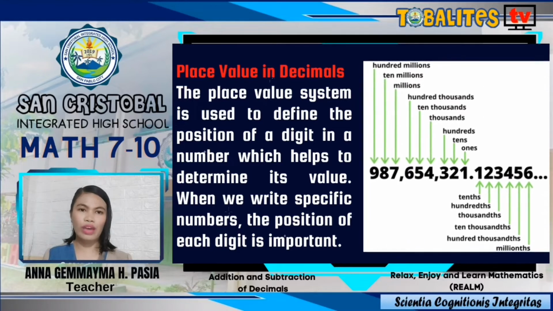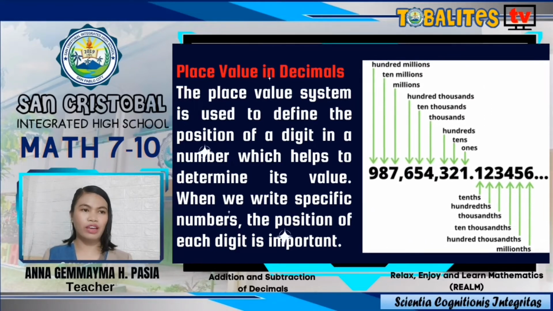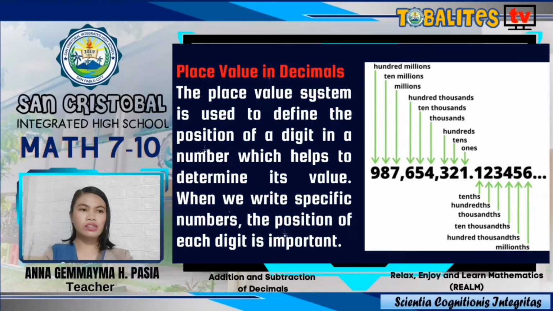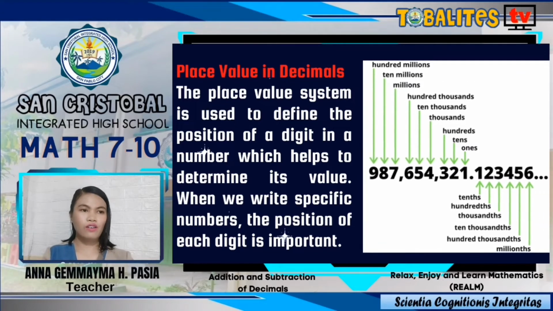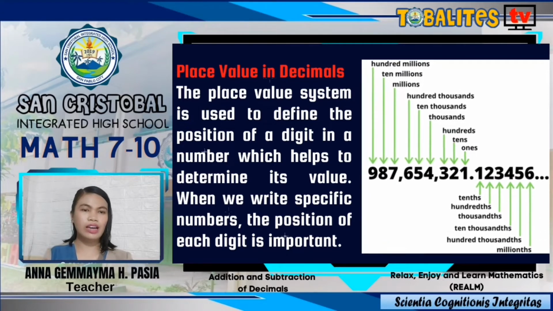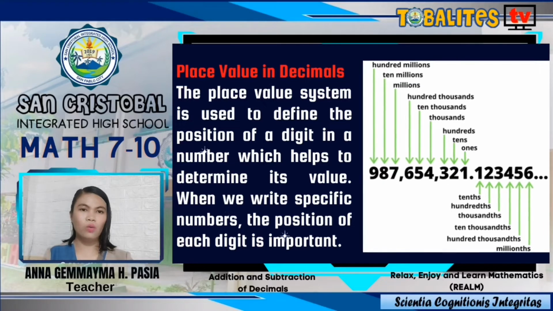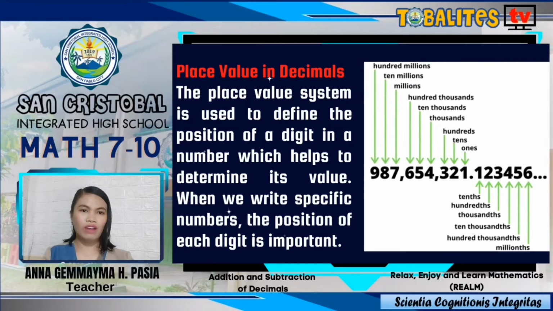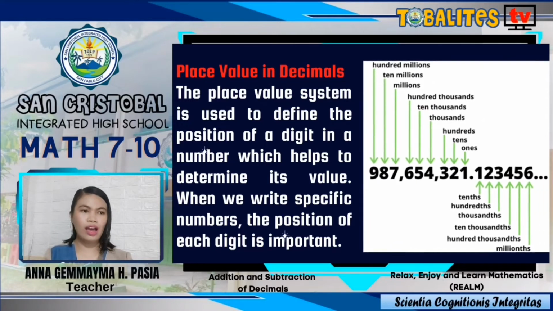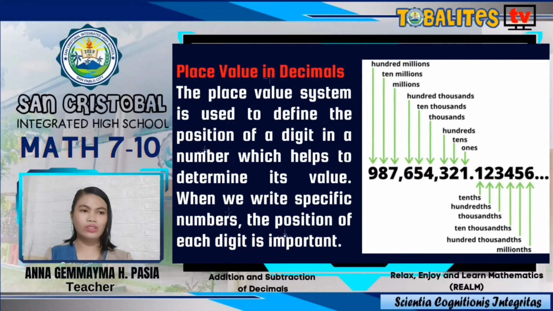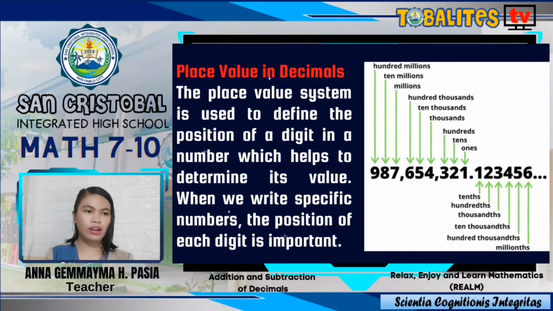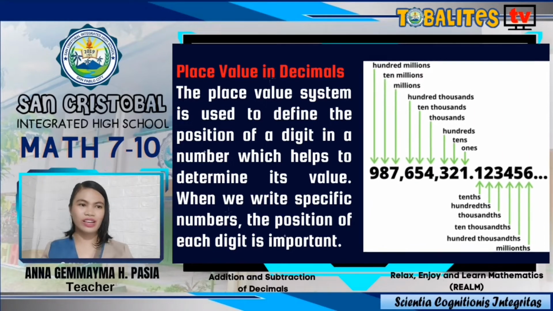For number 8, we have 10 millions. Number 7, millions. 6 is 100,000. 5, 10,000. 4, thousands. 3, hundreds. 2, tens. 1, ones. Another one after the decimal point, its place value is tenths. 2, hundredths. 3, thousandths. 4, ten-thousandths. 5, hundred-thousandths. And 6, millionths.